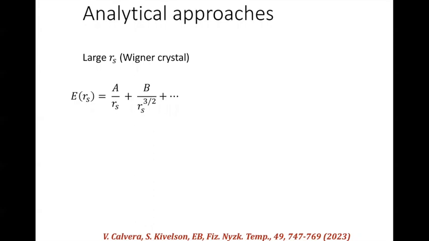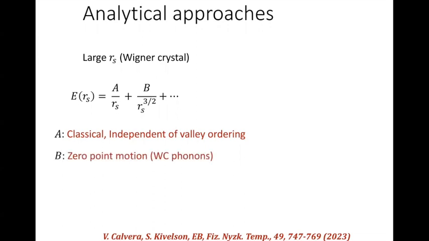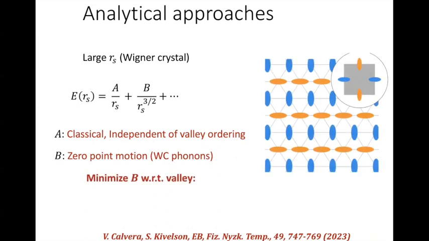1/rs to the 3/2. So this parameter A is just the classical energy of the triangular lattice, and B is basically nothing but the zero-point motion of the phonons of the Wigner crystal. So the phonons of the Wigner crystal induce long-range interactions between the valleys. So what you can do is minimize this parameter B just by solving the phonon dispersion and calculating their zero-point motion energy. You find that the minimum energy configuration is actually this funny configuration. It's not valley polarized, but it is anisotropic. So this is what's supposed to happen deep in the Wigner crystal for asymptotically large rs.